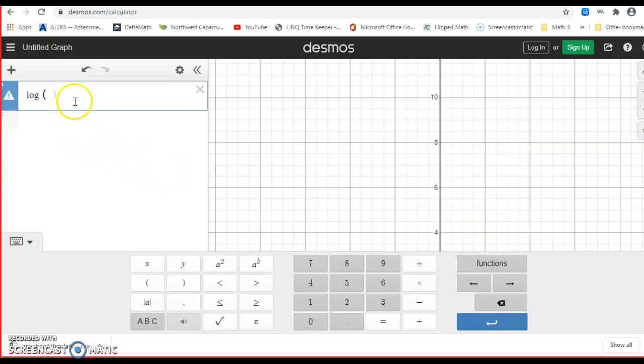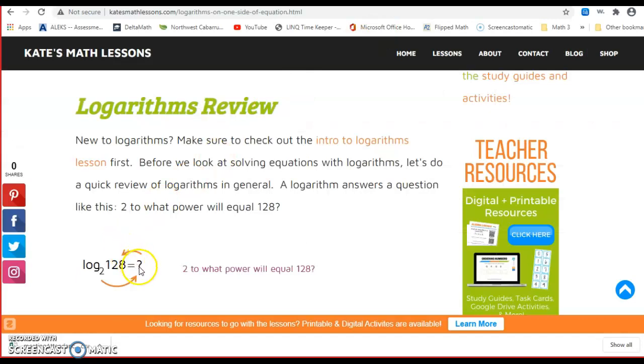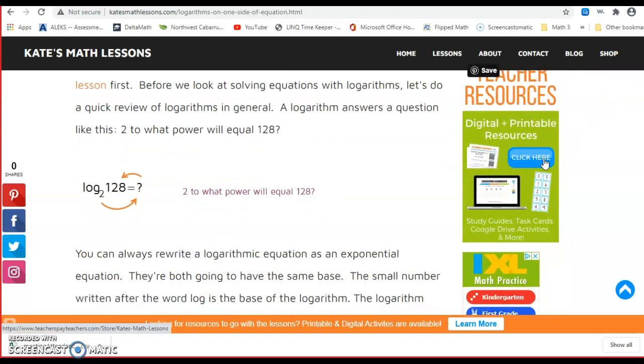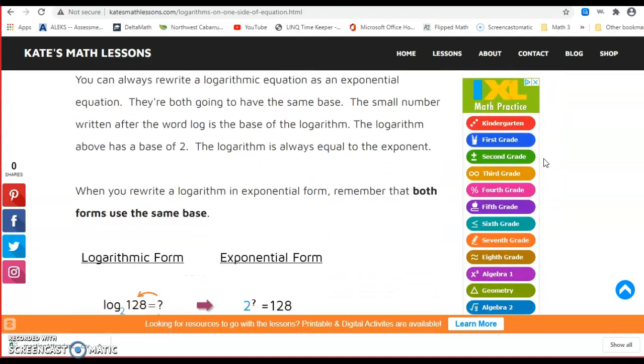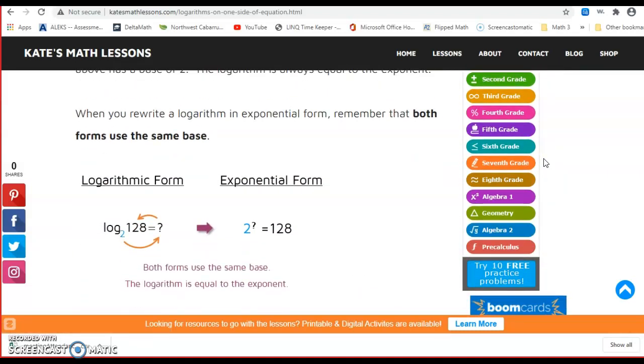Okay, so log base 2 of 128, and it tells you right there it is 7. Then I would come back over here, and if there was an x right there, I would say 7 equals x. So there's my answer, x equals 7. Okay?